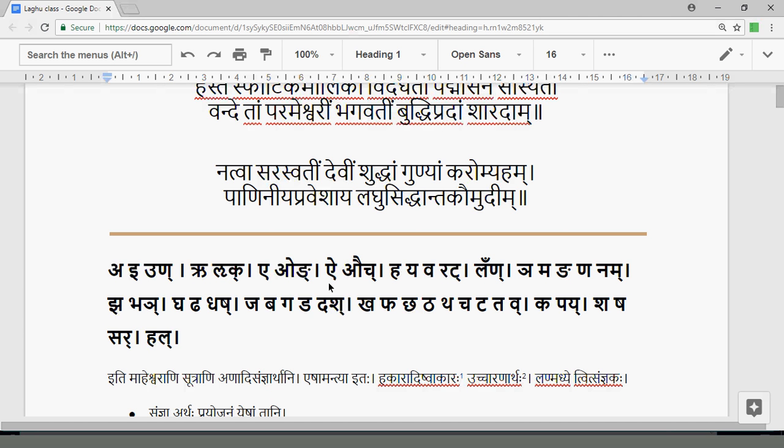for making the sutras. The way they are made is based on this. So Maheshwara gave this for a particular purpose in this order. The order that we learn is okay for learning, but for Vyakarana, this is the order: a, i, u, and so on.